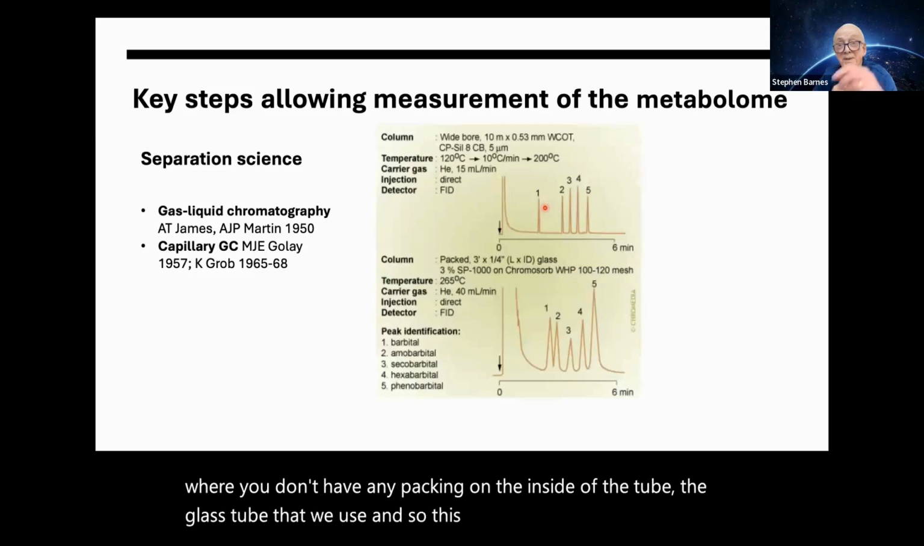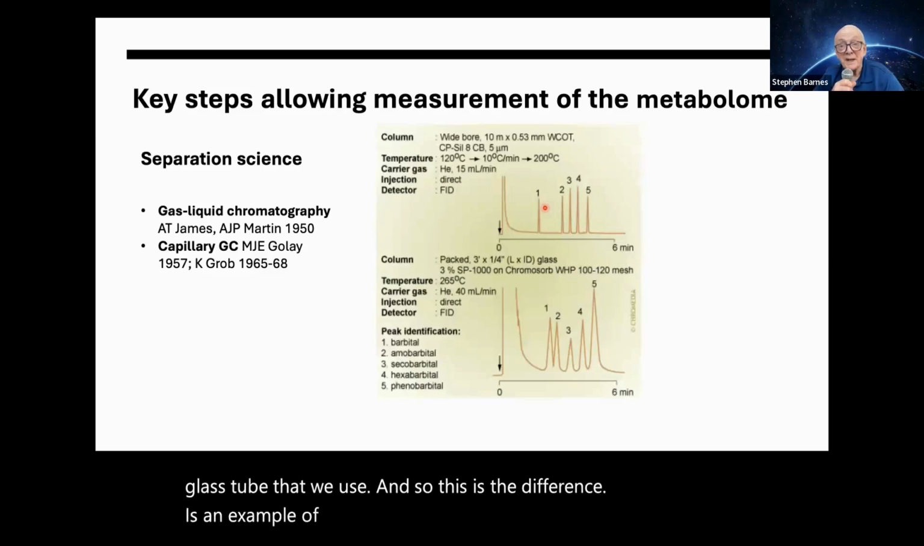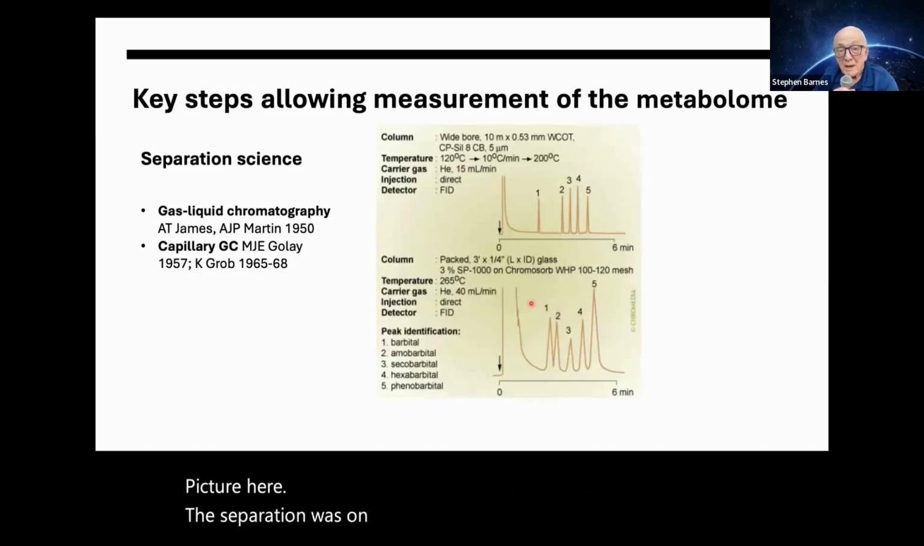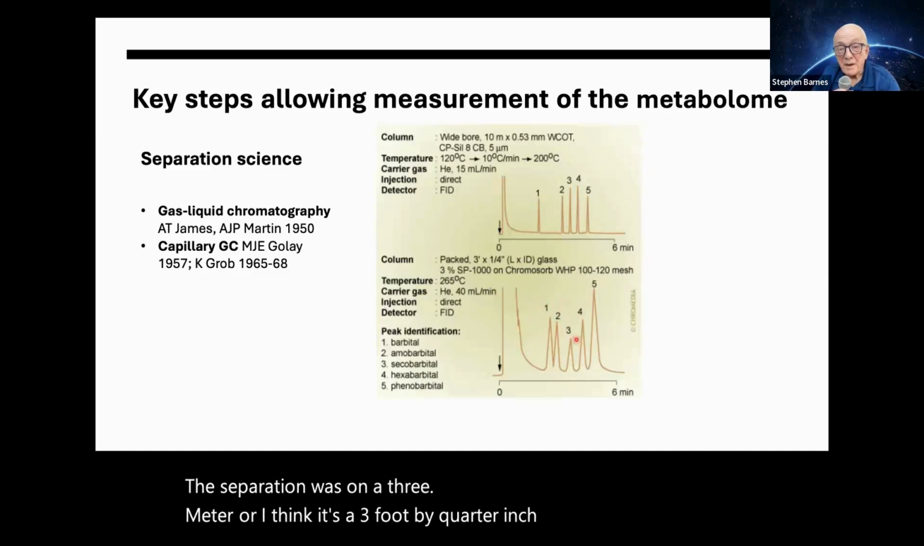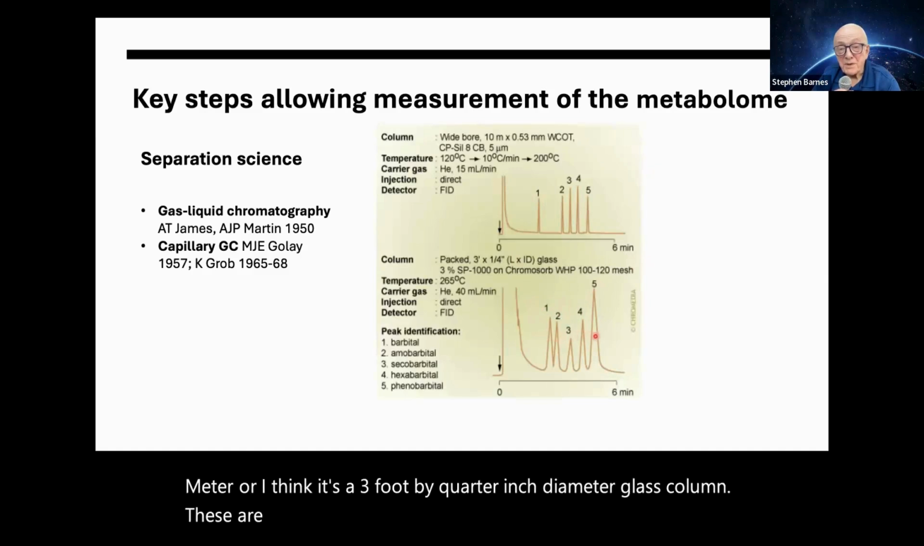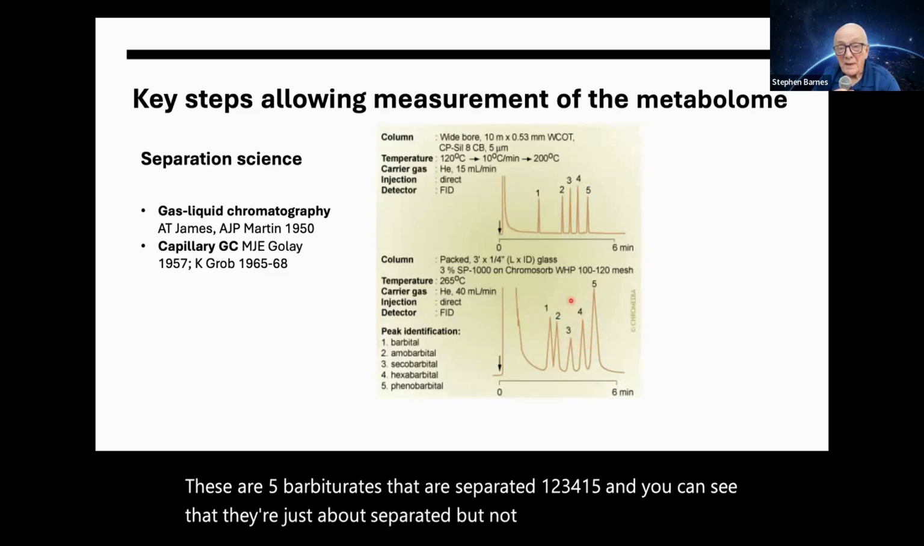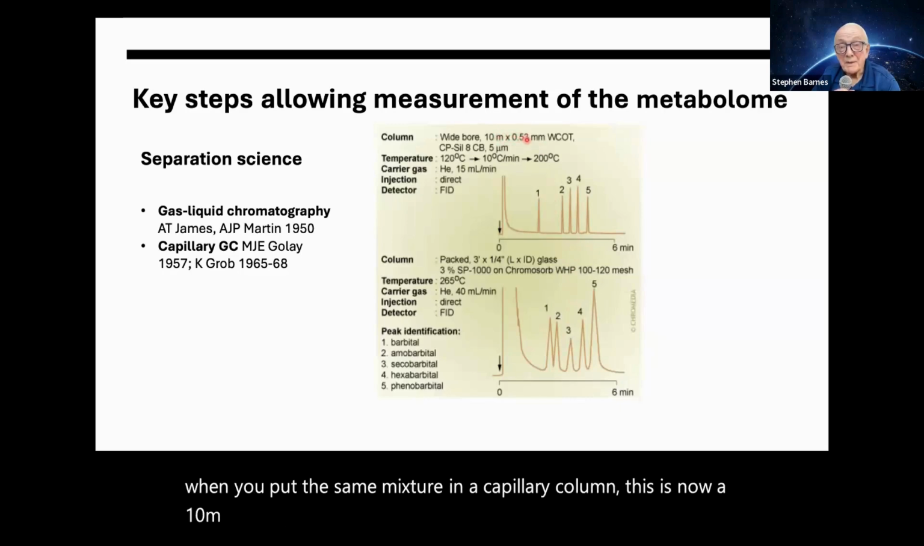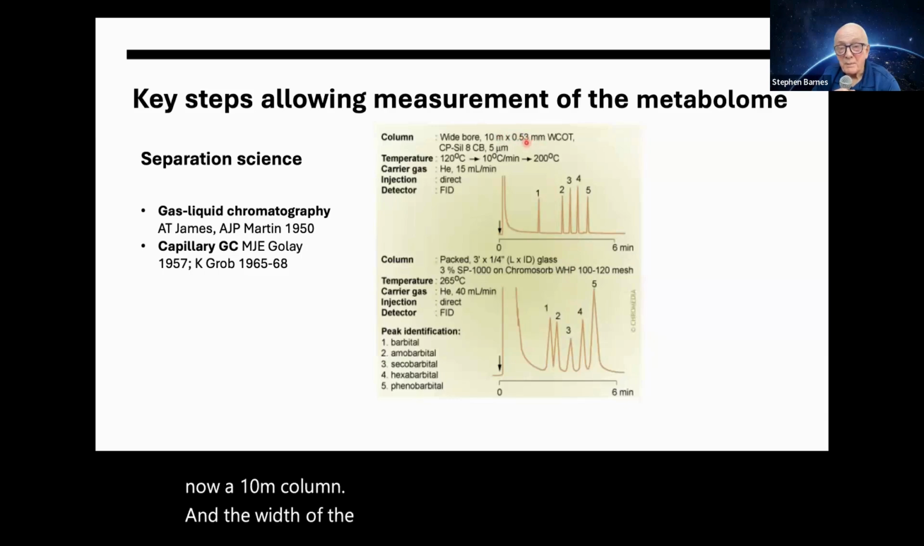And so this is an example of the difference that you see. On the lower picture here, the separation was on a 3 foot by 1/4 inch diameter glass column. These are 5 barbiturates that are separated, 1, 2, 3, 4, and 5. And you can see that they're just about separated, but not well. On the other hand, when you put the same mixture in a capillary column, this is now a 10-meter column, and the width of the capillary is 0.5 millimeter.